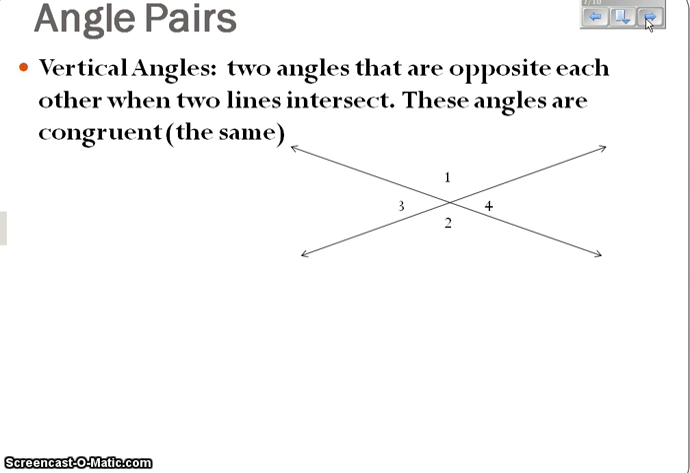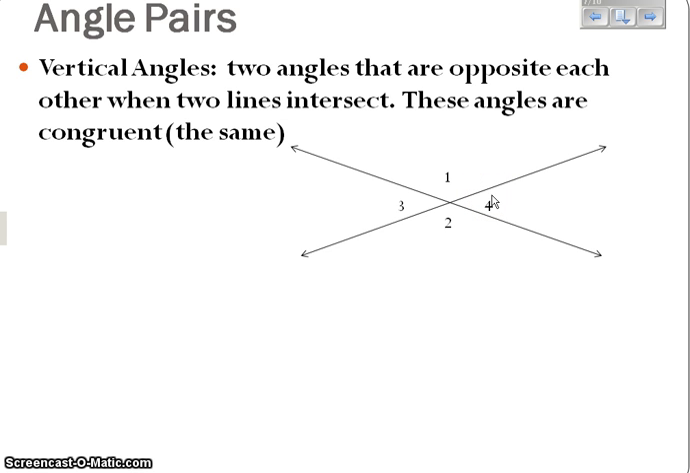Then we have some angle pairs, when two angles are put together and they are a specific type of angle pair. The first one is vertical angles. Two angles that are opposite each other when two lines intersect. So you can see that we have two lines intersecting. It looks like an X. So we're going to have pairs of vertical angles. Our first pair of vertical angles would be angle 1 and angle 2 because they're opposite each other. Our next pair of vertical angles would be angle 3 and angle 4.